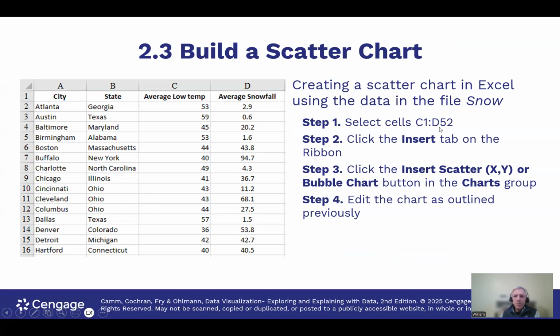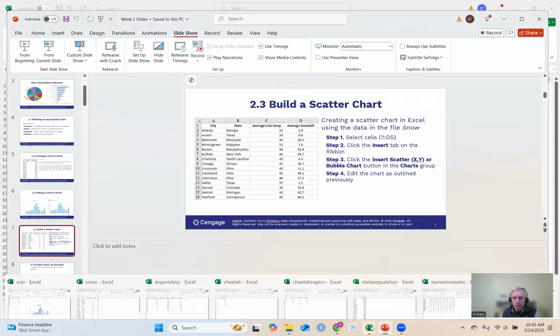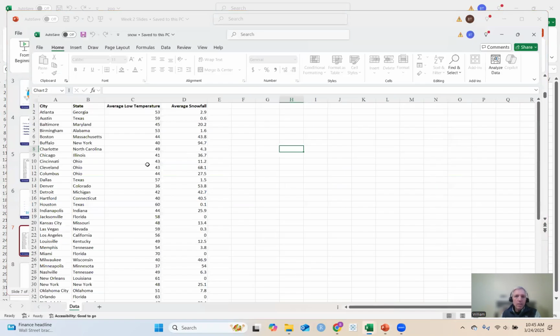So I'm going to select C1 to... Actually, you want to download Snow. It's in section 2.3 in your textbook. So practice active listening. Pause the video while you go out to your textbook and get the file Snow. You download the file Snow, and then you can pick it up. I'm not going to pause, but you can start it again when you're ready to go.